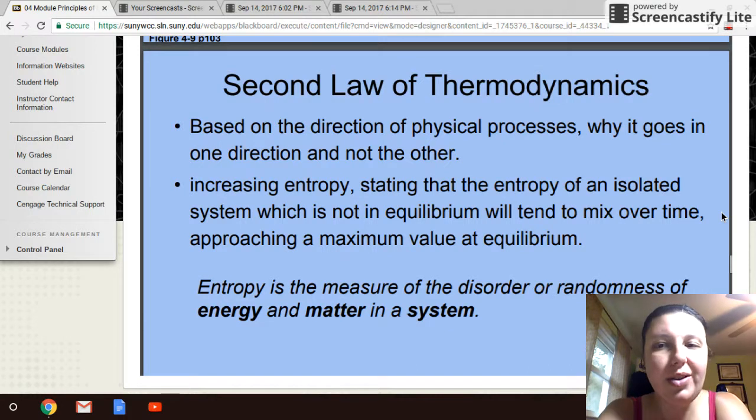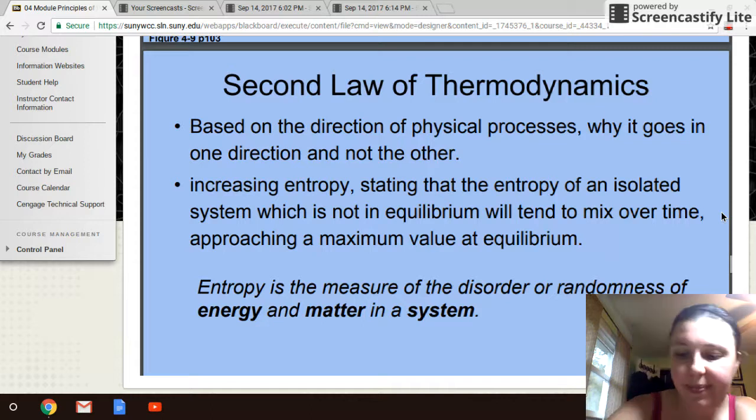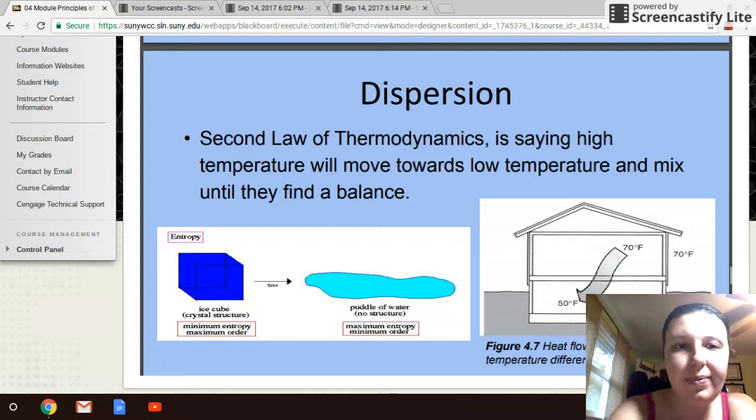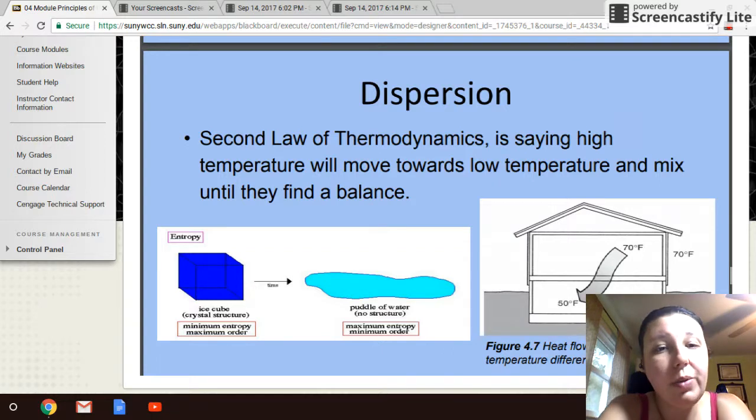Based on direction of physical flow, something that is a hot source will move towards a cold sink. So there is a spontaneous action that will move from warm towards cold in an isolated system. We think of this as the laws of dispersion, right? Temperatures will move towards the lower temperature and it will mix until they find a balance, right?